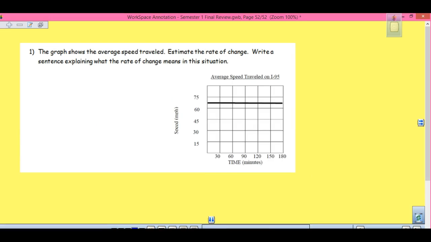Okay, last one. The graph shows the average speed traveled. Estimate the rate of change. Remember, rate of change is slope. What is my rate of change? Yeah, my rate of change is 0. It doesn't ever change. What does that mean? That she's probably got it on cruise control because her speed never changes. Throughout this whole time, her speed never changes. It means that she's going the same speed the whole time.